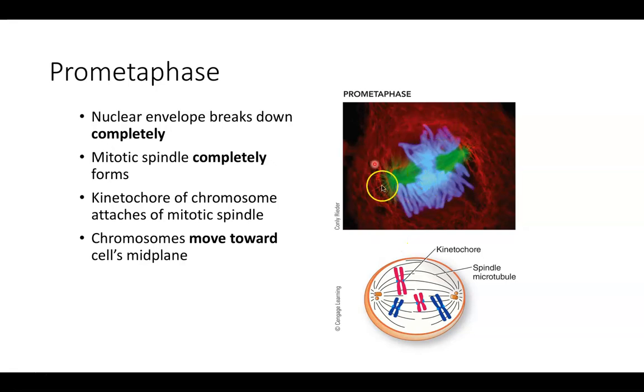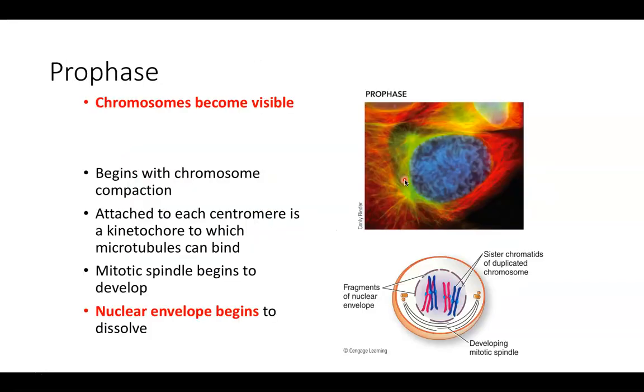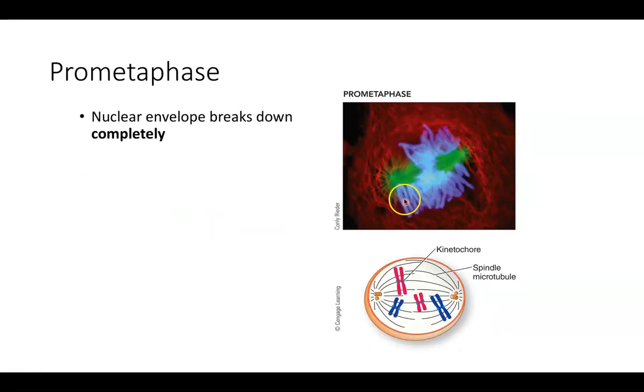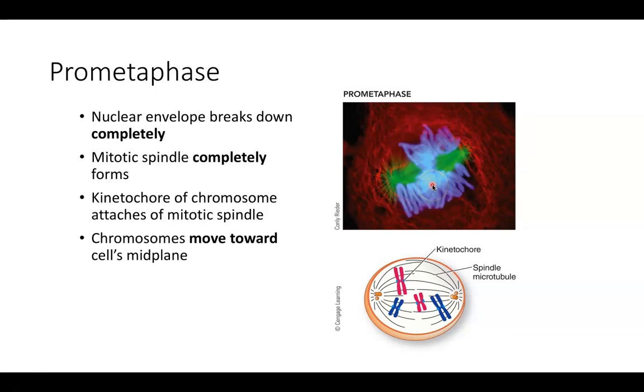Now, they are not in the middle of the cell, but they're starting to move towards the middle of the cell. So if we go back to our other picture, all we see here is that they're starting to condense a little bit more, but as we go deeper into prometaphase, they're starting to align in the middle of the cell. So I believe the way this picture is, it's kind of vertical.